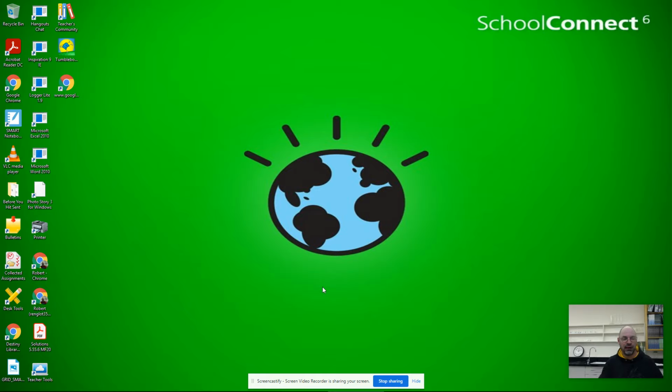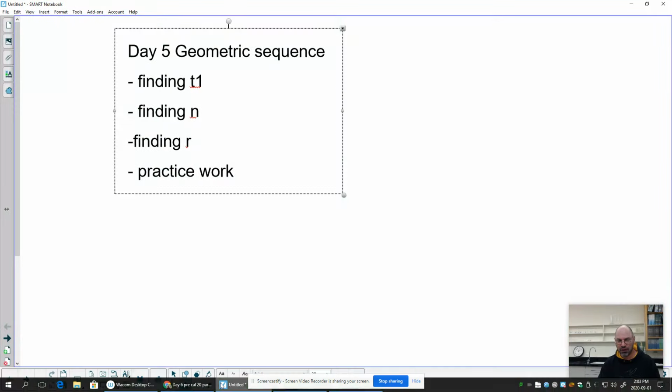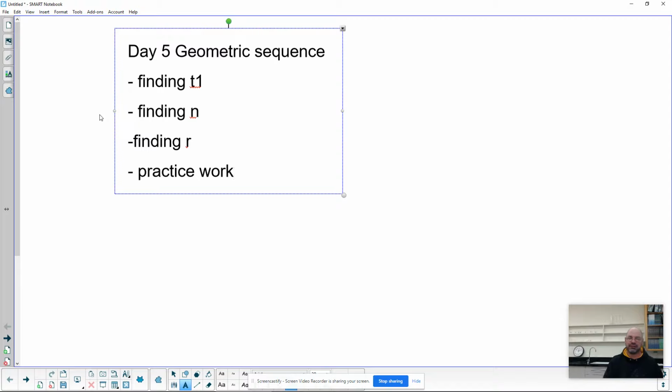Let me just open my notebook here. Okay, so day 5 in geometric sequence. Last day we did a few questions on just the basic formula for geometric sequence, but we didn't do anything other than find the general term. So we're going to do an example of finding T1, finding N, and finding R, which we probably know how to do already. And then we're going to do a few practice questions from the text.